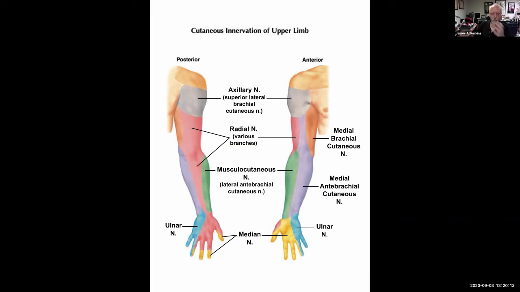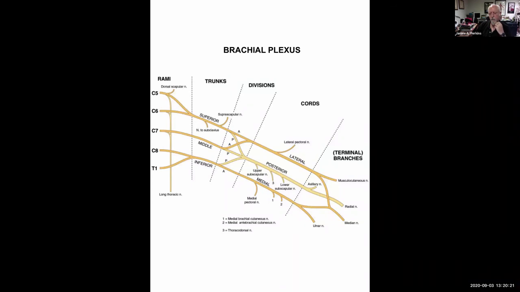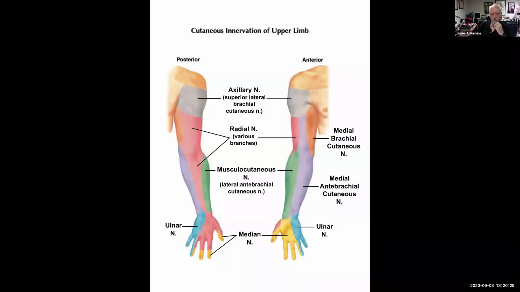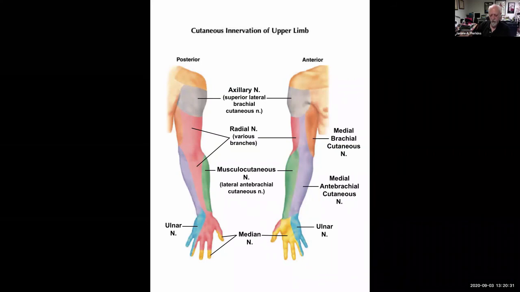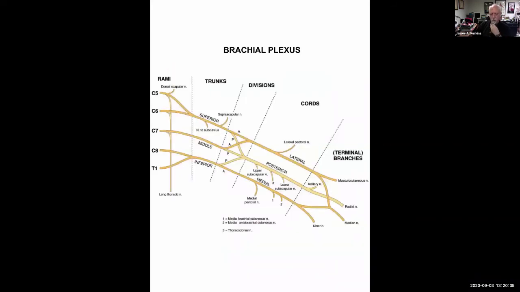So when you look at a map like this, you want to think back to this picture and say, okay, there's the axillary nerve coming off the posterior cord. So that supplies this area of skin shown in gray. Musculocutaneous nerve is supplying the area in green. You look back here and say, okay, there's the musculocutaneous nerve, which is one of the terminal branches of the lateral cord.